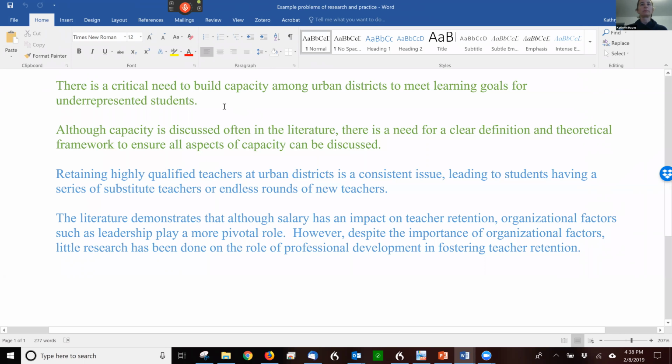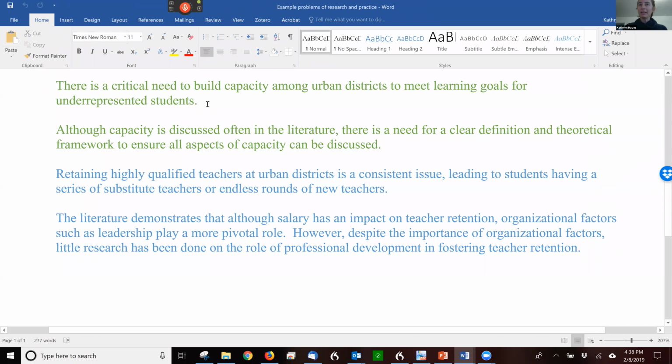So I think many of you probably have already thought this, but the first one is a problem of practice, and the second one is a problem of research. We need to define something more clearly. We need a theoretical framework. That's a problem of research. The fact that we need to build capacity in districts is a problem of practice.